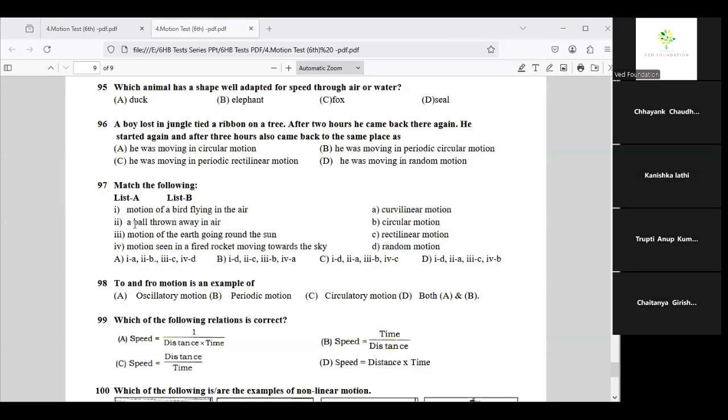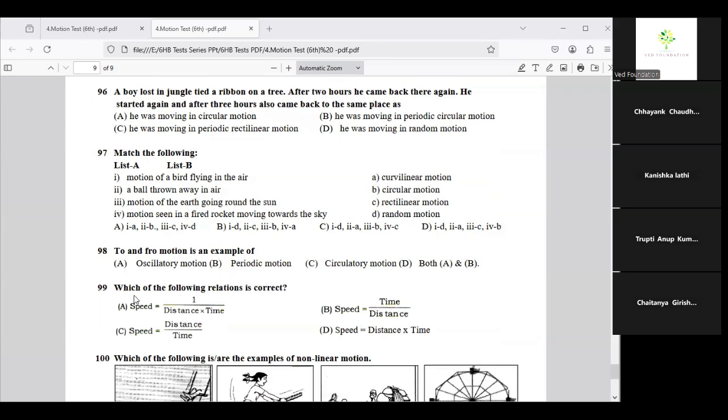97. Motion of bird flying in the air, random motion. Ball thrown away in air, curvilinear motion. Motion of the earth going round the sun, circular motion. Motion seen in a fired rocket moving towards the sky, rectilinear motion. So the correct answer is option C. 98. To and fro, means back and forth motion, is oscillatory motion. Correct answer is option A.